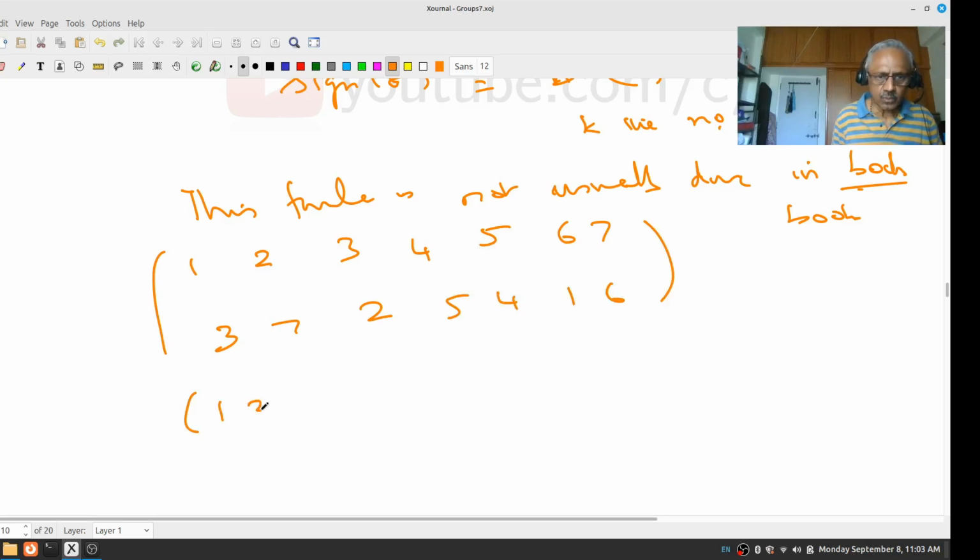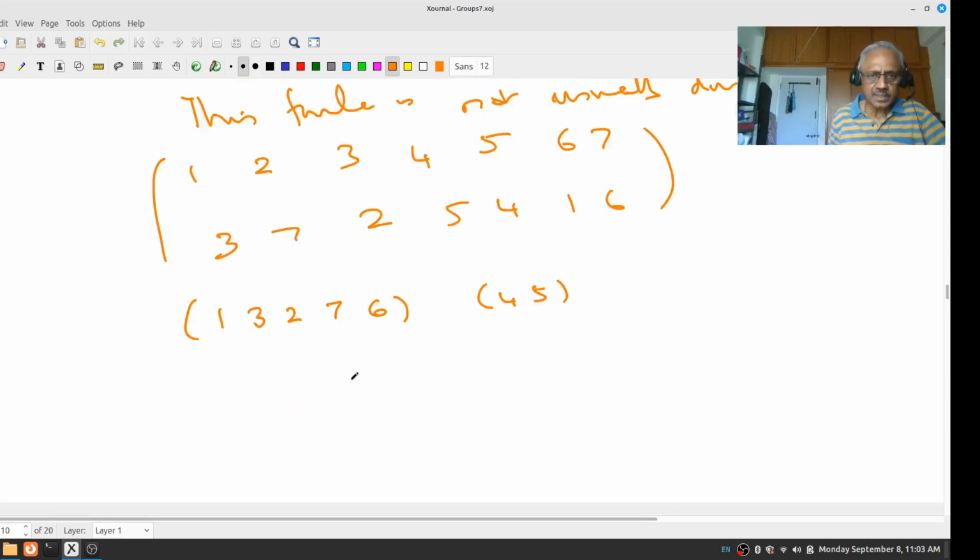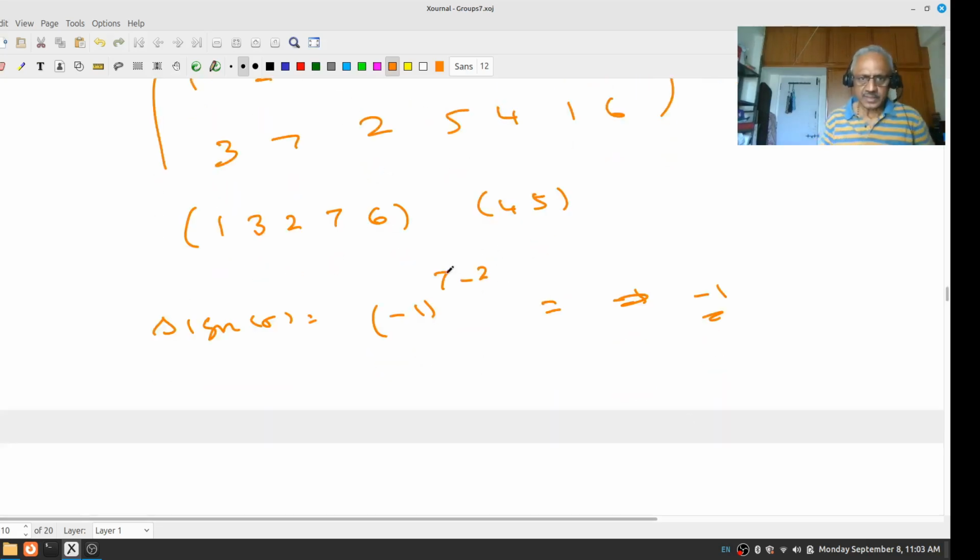Therefore, let us start with the cycle. 1 goes to 3, 3 goes to 2, 2 goes to 7, 7 goes to 6, 6 goes to 1, and then 4 and 5. Is that clear? Therefore, what is the sign of sigma? Minus 1 to the power n minus the number of cycles. Here n is 7, minus 2 cycles, therefore the exponent is 5 and it is negative, minus 1. You understand that? You see how life is easy? I hope you did that.